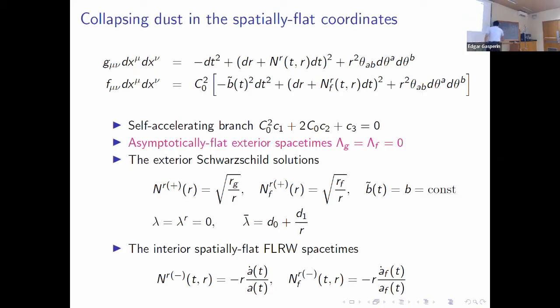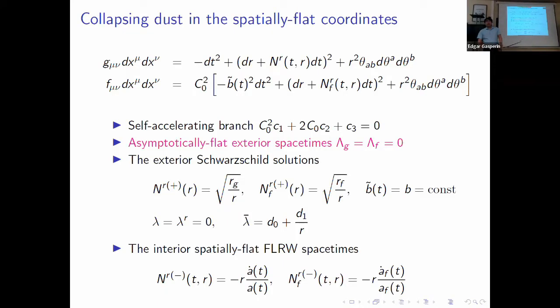Then we are going to consider the collapse of the interior region toward a point. But for simplicity, we consider the particular spatially flat case, and we also assume the asymptotically flat case. Then for the exterior solution, we get a Schwarzschild solution with a horizon radius R_g. Also in this case, B is constant, and lambda also gives a trivial value. Then we consider the interior region. We assume that the interior region is given by a spatially flat FRW region.